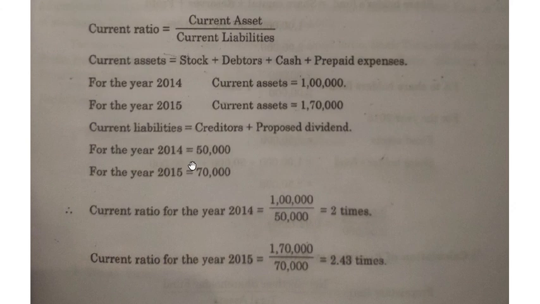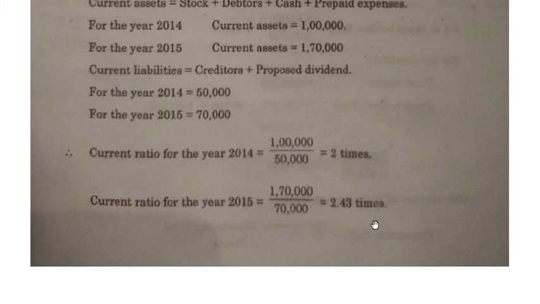So current ratio for the year 2014 is 1 lakh divided by 50,000. So current assets divided by current liabilities is equal to 2 times, and current ratio for the year 2015 is 1,70,000 divided by 70,000, which is 2.43 times.